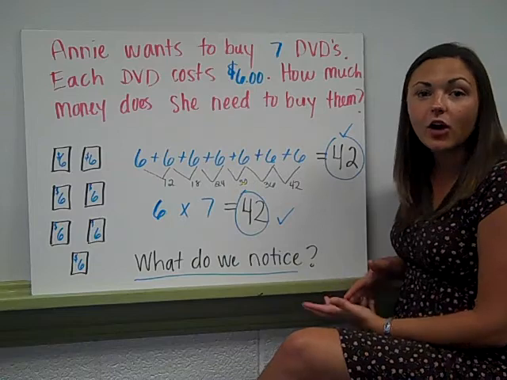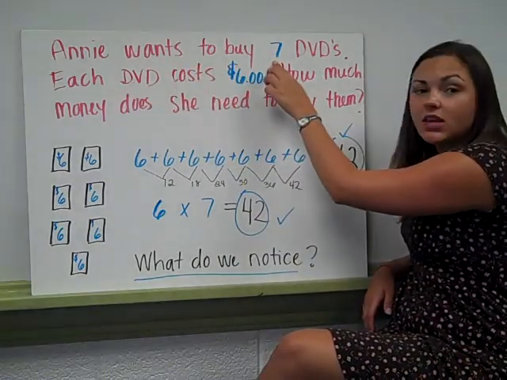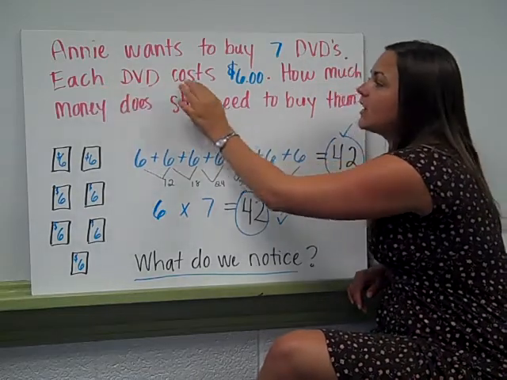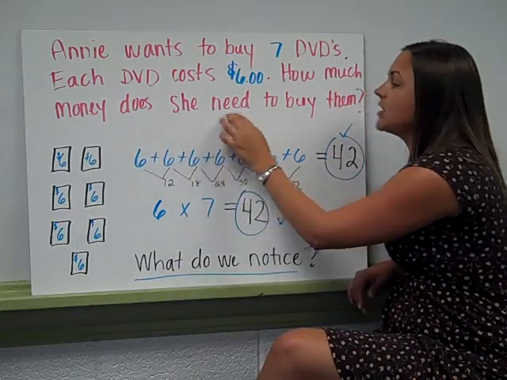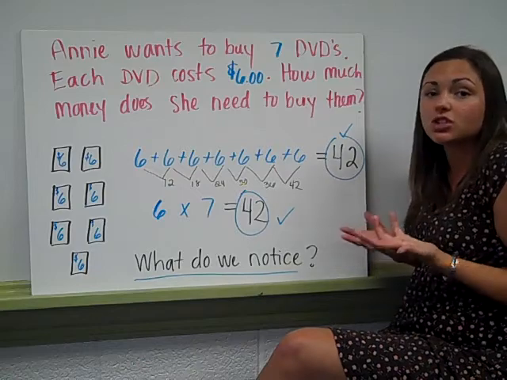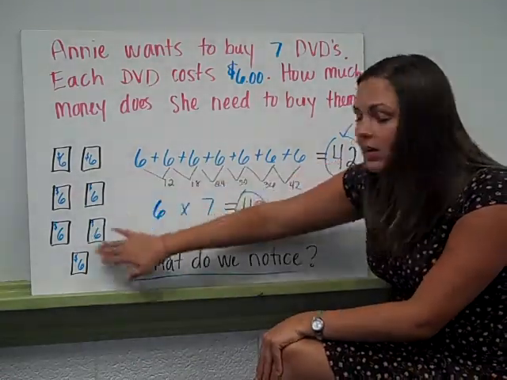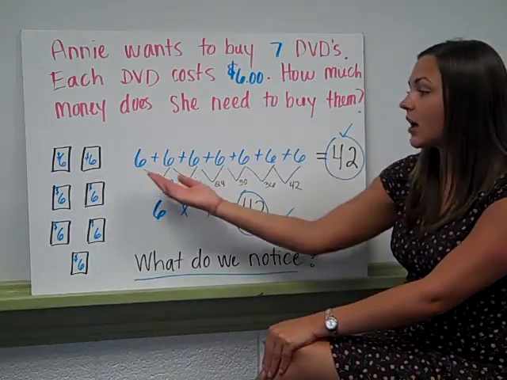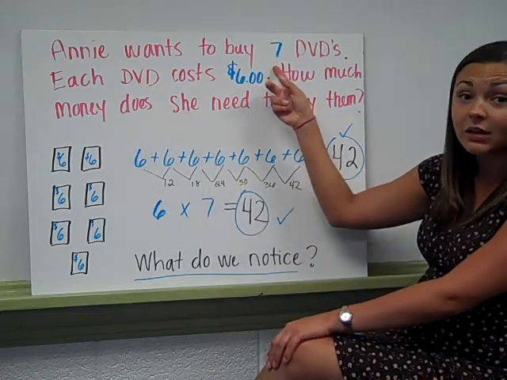Okay, here we have our last problem. Annie wants to buy 7 DVDs. Each DVD costs $6. How much money does she need to buy them? If she wants to buy all 7, how much money does she need? So here I drew a picture again. My beautiful DVDs costing $6 each. With repeated addition, I would add 6 up. How many times? How many DVDs? 7 times.